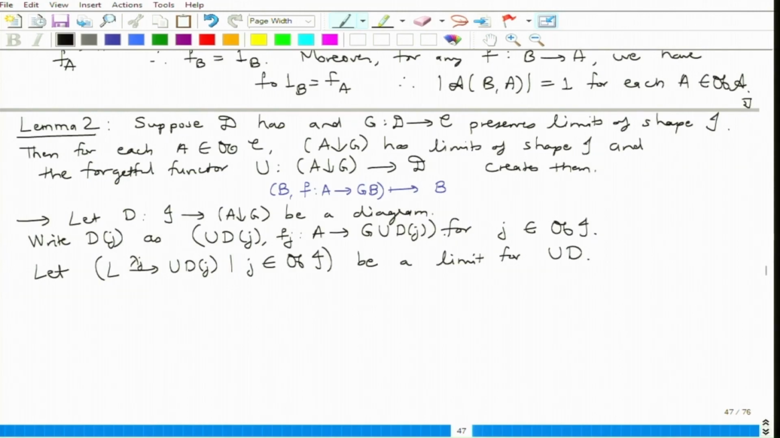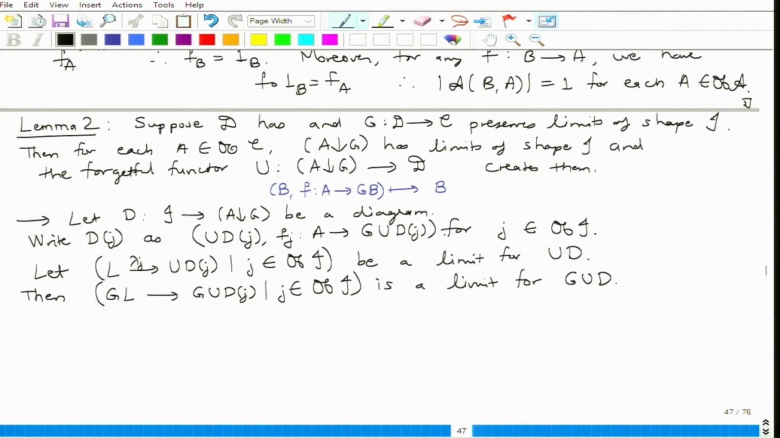And what is the first part of the statement of this lemma? That D has limits of shape J. So let this be a limit. And the second hypothesis says that G preserves limits of shape J. Then GL to GU dj is a limit for which diagram now? GUD, very good. This is again just by the hypothesis.